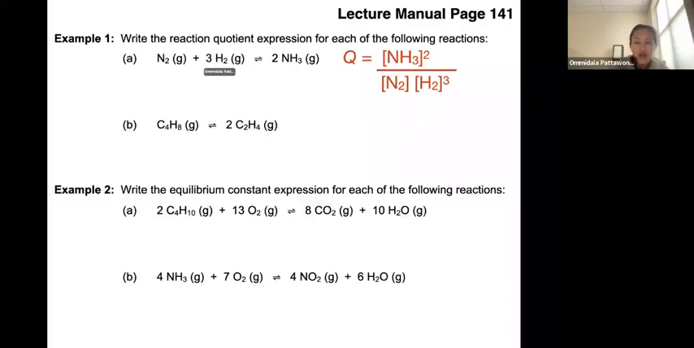Okay, so let's take a few minutes here. Let's complete B. Do the same thing with K as well. Can you do example 2 as well? Let's pause the video now and complete this, and check your answer when you're ready.